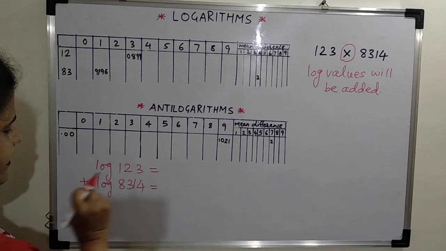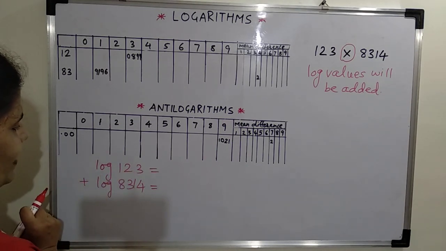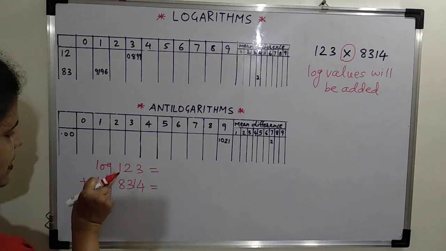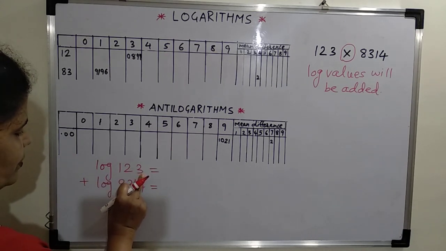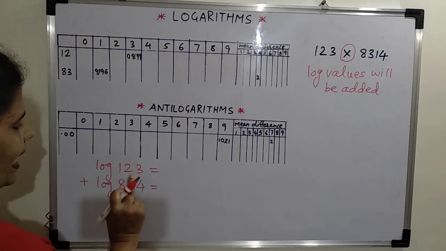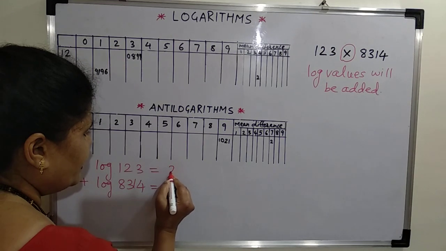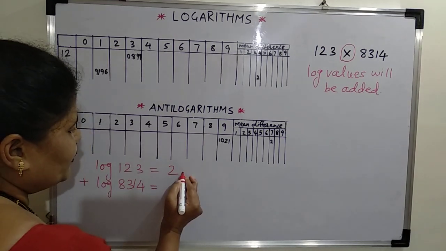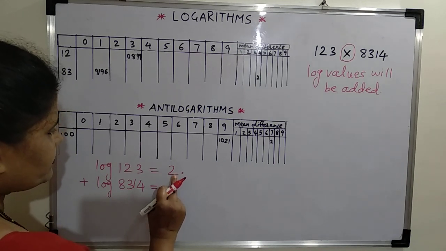First, you have to find the characteristic of the number. To find the characteristic, I will count the number of digits in that particular value. So here, if I count, this is 1, 2, 3. That is the number of digits. So there are 3 digits. I will subtract 1, so it will become 2. So the characteristic here is 2. Then, after the characteristic, I will put a decimal.